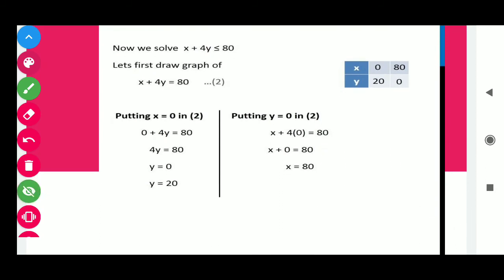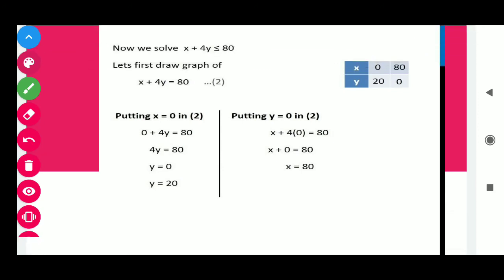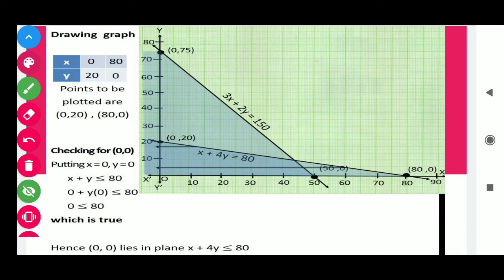Now we solve x plus 4y less than or equal to 80. Put x as 0, then we get y equals 20, and if we put y equals 0 in this inequality we get x equals 80. So students, in this way we get the 2 points. Now plot these points on the graph paper. So students, (0, 20) lies on the y-axis, you can see here, and 80 lies on the x-axis. Here is the point. Join these 2 points, we make this line x plus 4y less than or equal to 80.